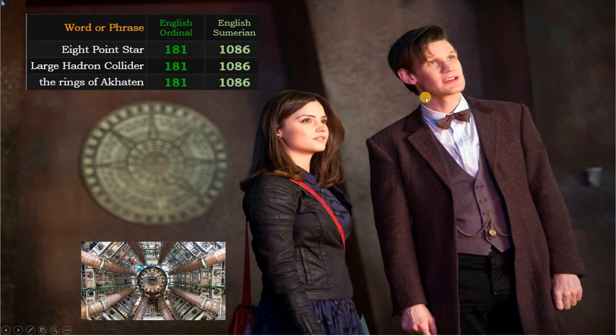So here in the Rings of Akaten episode, we have the symbol of our 8-pointed star. And 8-point star is 181 in English ordinal. And it is linked to the Large Hadron Collider. So the Rings of Akaten and 8-point star are linked to the Large Hadron Collider. And we can see the Large Hadron Collider has 8 legs, if we can say so.